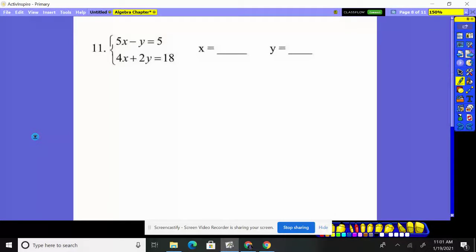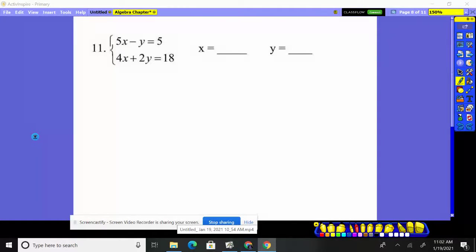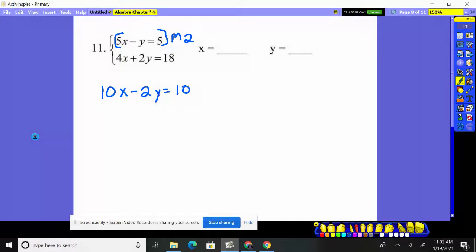I need somebody to get eliminated. I need somebody to disappear. Well, it looks to me I could make it minus, if this said minus 2y, boop, add them together, they'd go away, wouldn't they? So we're just going to take this top equation and manipulate him. We're going to multiply him by a 2. Well, what would that make it? It would make it 10x minus 2y equals 10.